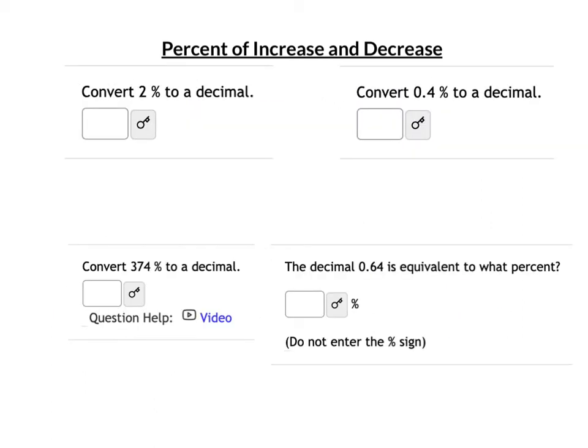Here's some examples from your assignment. Convert 2% to a decimal. Remember that 2% is 2 over 100, which is 0.02. Also keep in mind that when you say 2% and there is no decimal, the decimal is at the end of a number. Any number at all I give you. If I say 75, that's 75.0. So 2%, because I'm dividing by 100, moves the decimal 2 places.